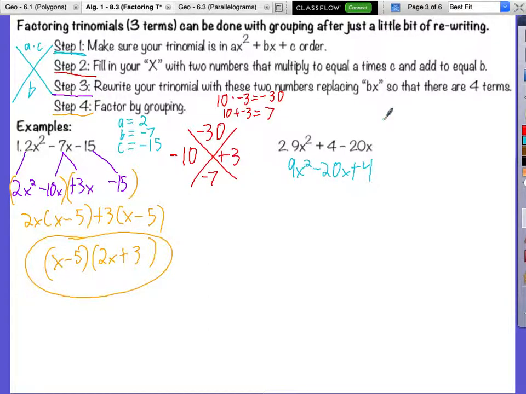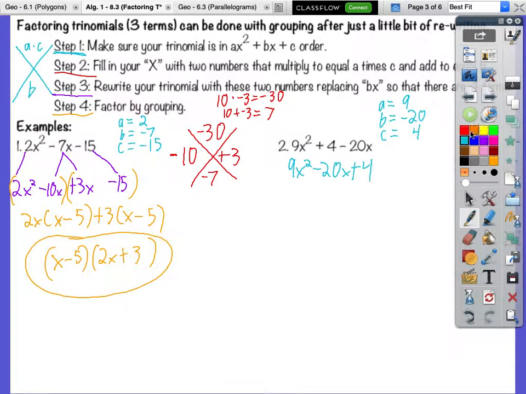Identify our A, B, and C. So A is what, B is what, and C is what? A is 9. What's B? Negative 20. And what's C? 4. See how this only works once we get it in the right form? Otherwise we can't do that. We couldn't have done it as it was originally. We had to change it. So that's step 1: we made sure it's in the right order and we identified A, B, and C.